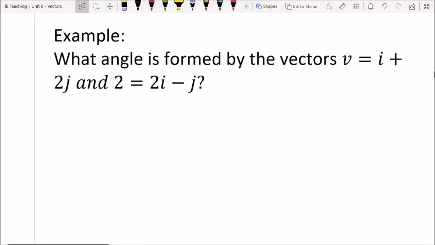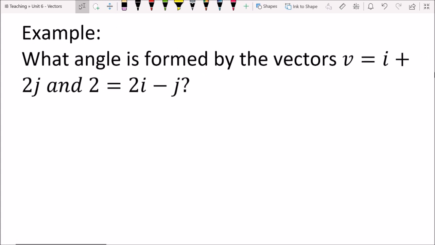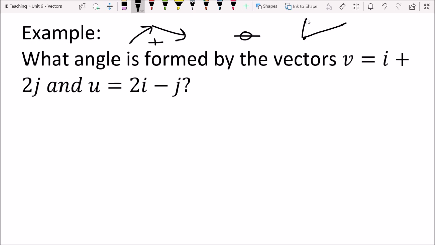And one more. What is the angle formed by the vectors i plus 2j, and u equals 2i minus j? Let's draw the picture. When they say the angle formed by the vectors, they do not mean head to tail. We learned in the last video that was for addition. When we're looking for the angle between vectors, we draw them tail to tail. And you're going to see me do that here in this example.